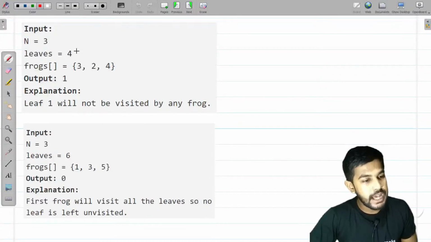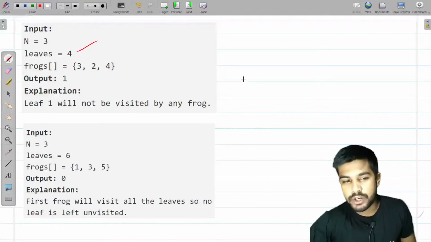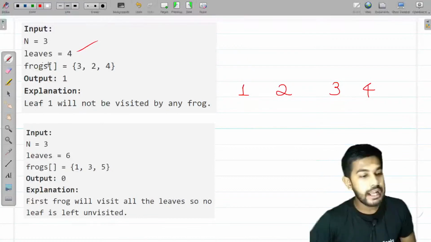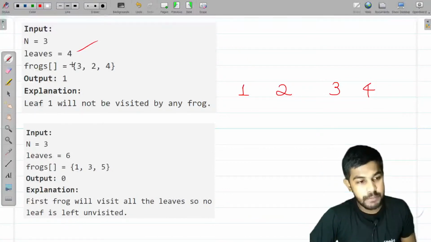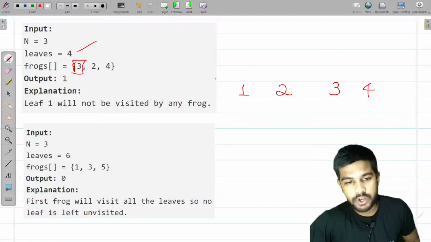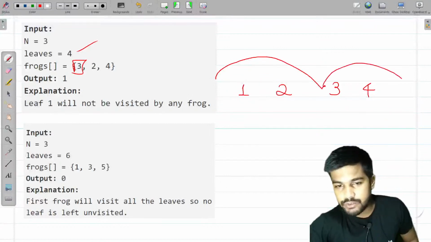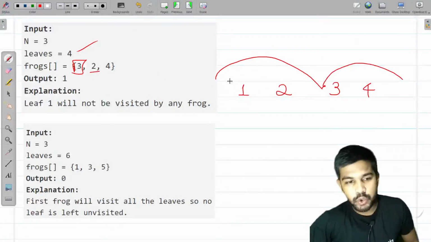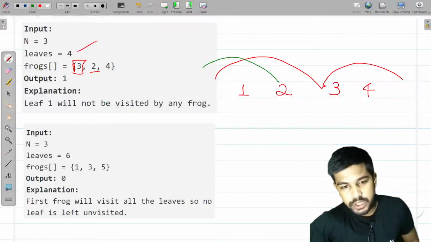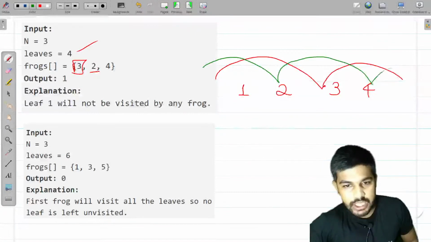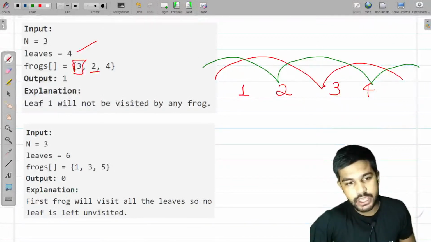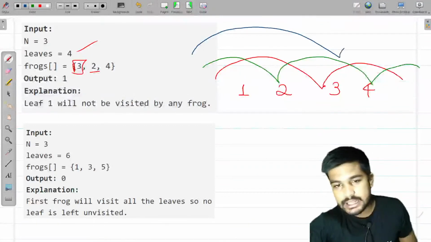Suppose the number of leaves is 4 itself. So we would draw 4 leaves. This is the first leaf, this is the second leaf, this is the third leaf, this is the fourth leaf. Now the frogs have the strength to jump 3. The first frog would jump 3 and then reach the shore. Then 2: the second frog I would draw with another line. It would jump 2 and then 4. The fourth frog is able to jump 4, so it would jump directly and then reach the shore.